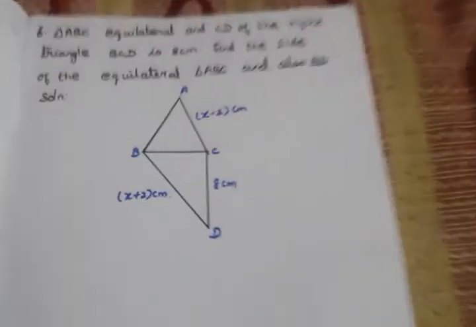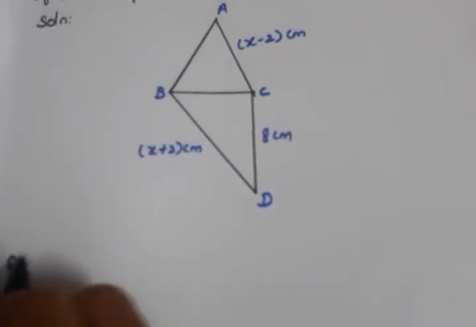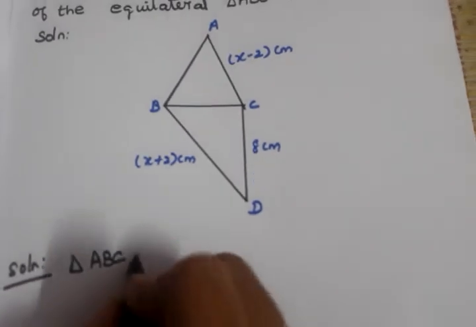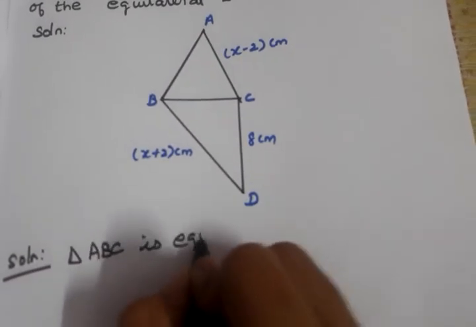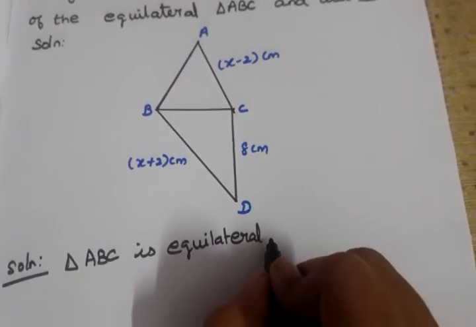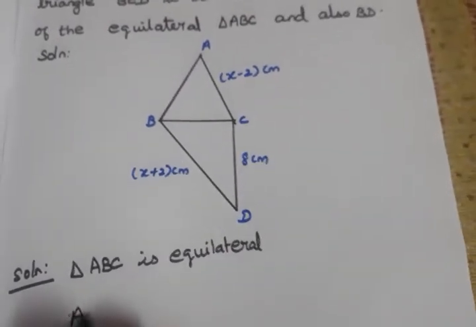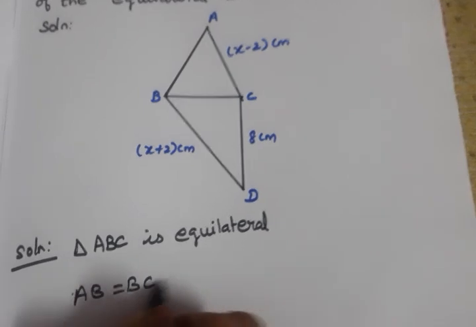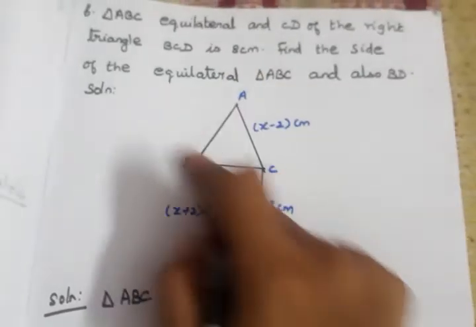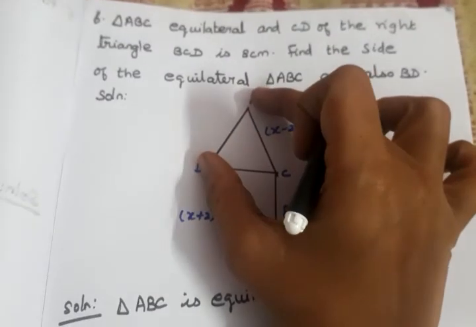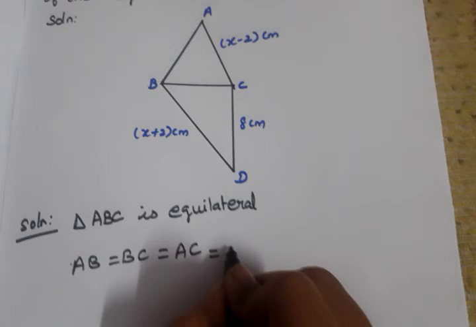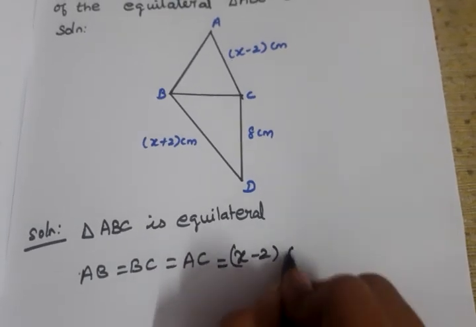Then hypotenuse. Okay. So solution. Triangle ABC is equilateral triangle. Then next, AB equal to BC equal to AC. ABC is equilateral, so all sides are equal. That is equal to x minus 2 centimeter.